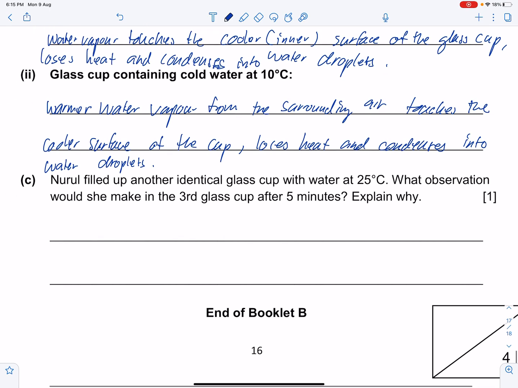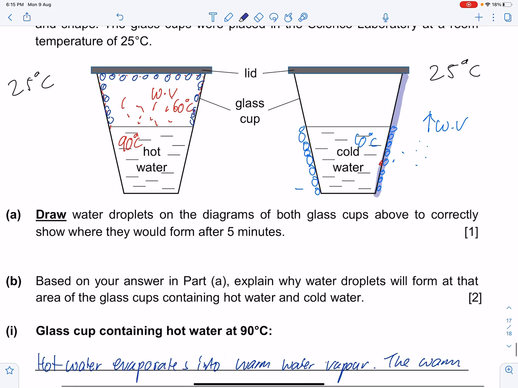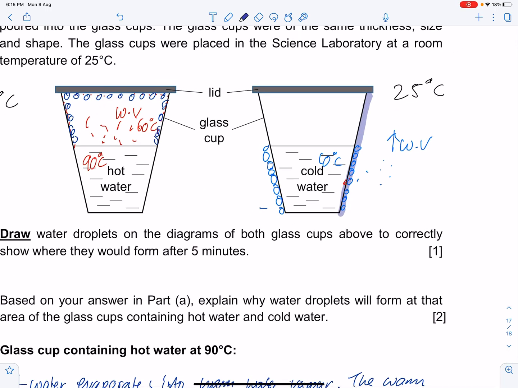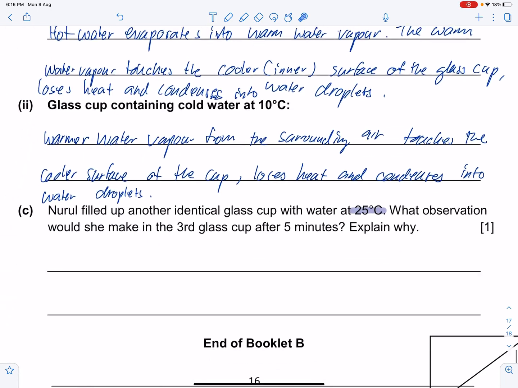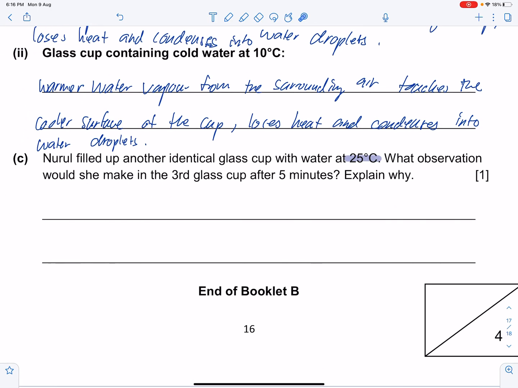Alright, last question. Nurul filled up another identical glass with water at 25 degrees. So this is the difference. What observation would she make in the third glass cup after 5 minutes? So if you realize 25 degrees is actually the room temperature. So if the water is going to be at 25 degrees, then there'll be relatively no net heat gain or heat loss. So because it's the same temperature, therefore there's no water droplets.